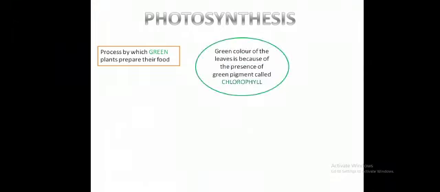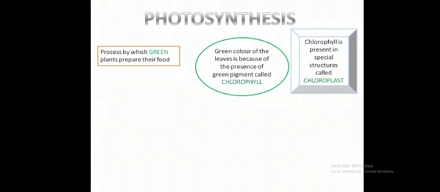Next slide we have photosynthesis. You have studied about photosynthesis earlier, so we will just recall it. Photosynthesis is the process by which green plants prepare their food. Now the green color of the leaf is because of the presence of green pigment called chlorophyll. This chlorophyll lives in special structures called chloroplast.